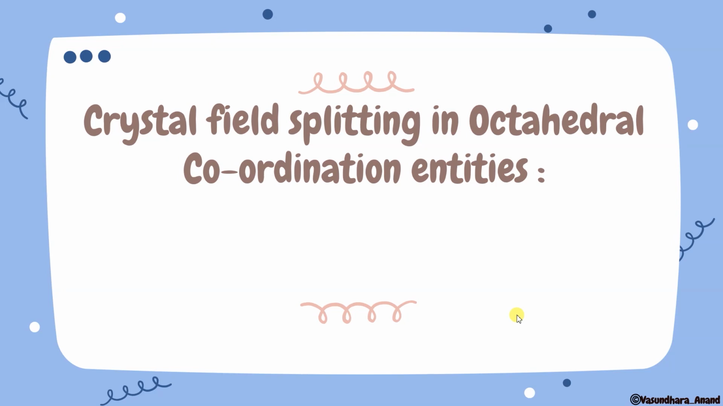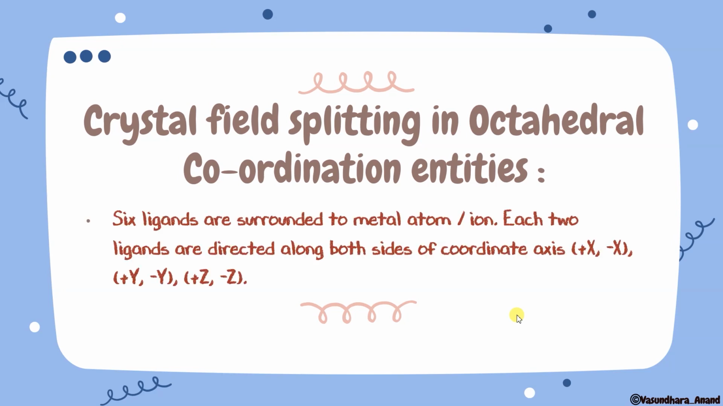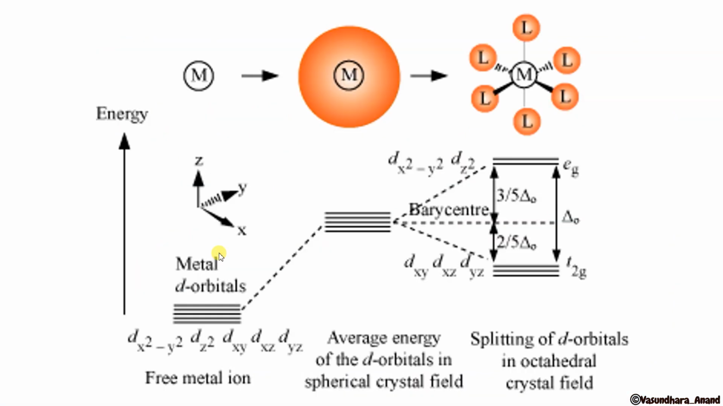So if it is in octahedral field, if we talk about the octahedral field, then there will be 6 ligands. Octahedral, obviously there will be 6 ligands, and they are surrounded to the metal atom or ion. Each two ligands are directed along both sides of a coordinate axis. That means plus side or minus side. Okay, plus x, minus x, plus y, minus y, plus z, minus z, like this.